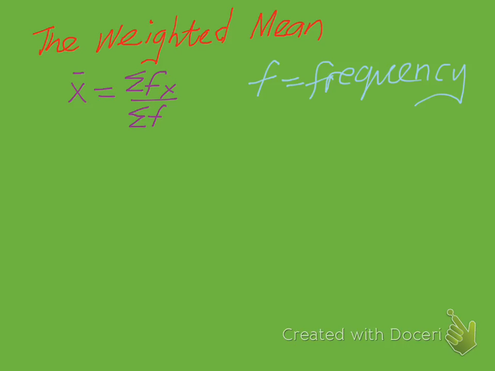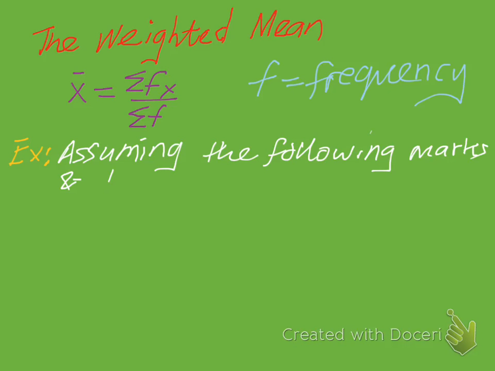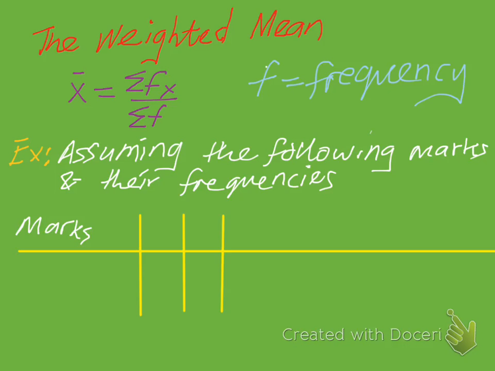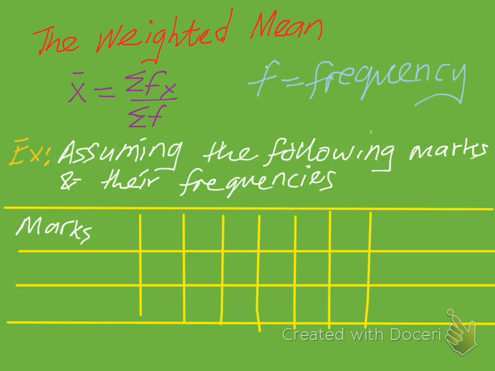The formula: sum of f of x over sum of f, where f is the frequency, the sum of the frequencies of how the numbers appear. Example, assuming the following marks and their frequencies. The marks: 12, 9, 8, 15, 10. The frequencies, that's the number of times they occur.